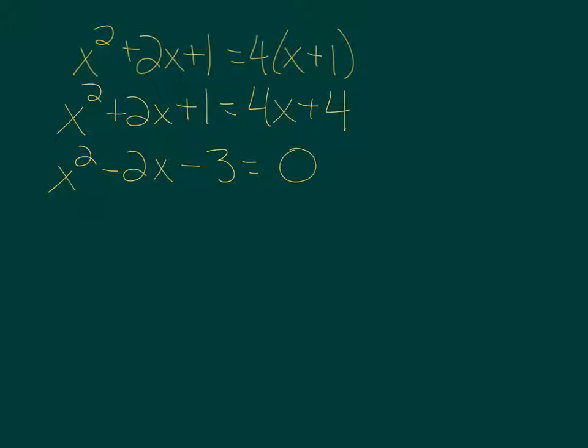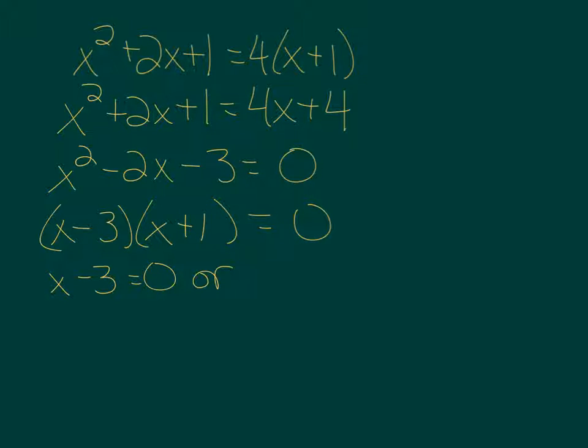I believe this will factor. What do we get? Minus 3 and plus 1. Is that right? Always check. x squared minus 3x plus x is minus 2x. Minus 3 plus 1 is minus 3. Now we have 2 factors to set equal to 0.